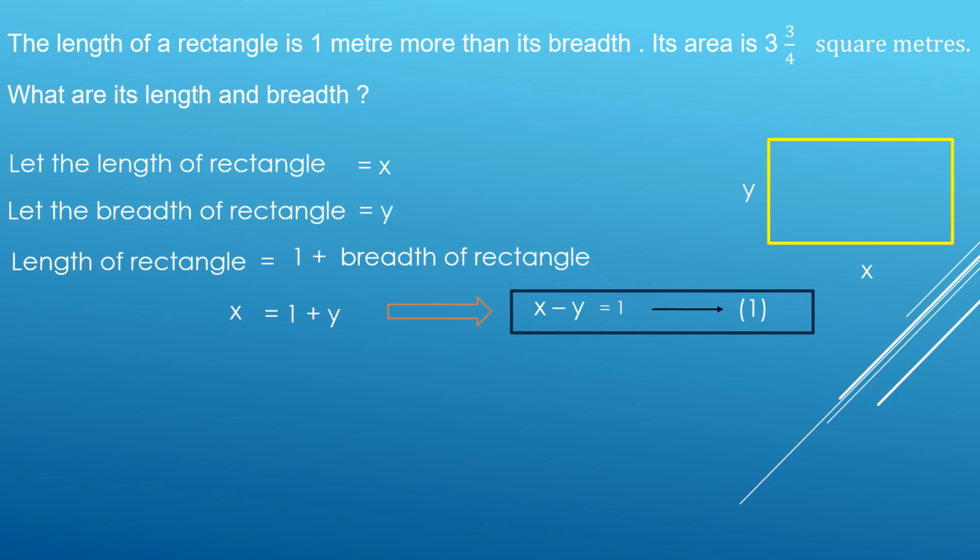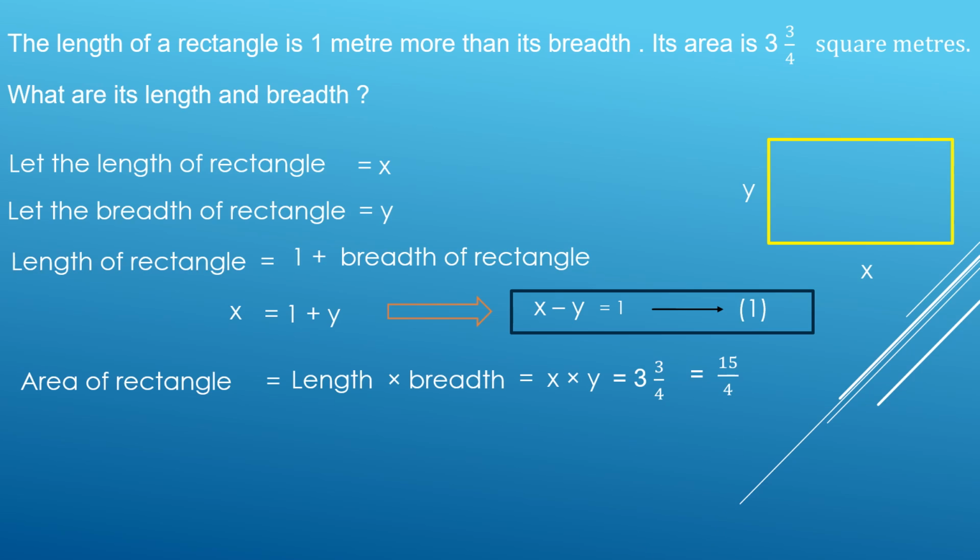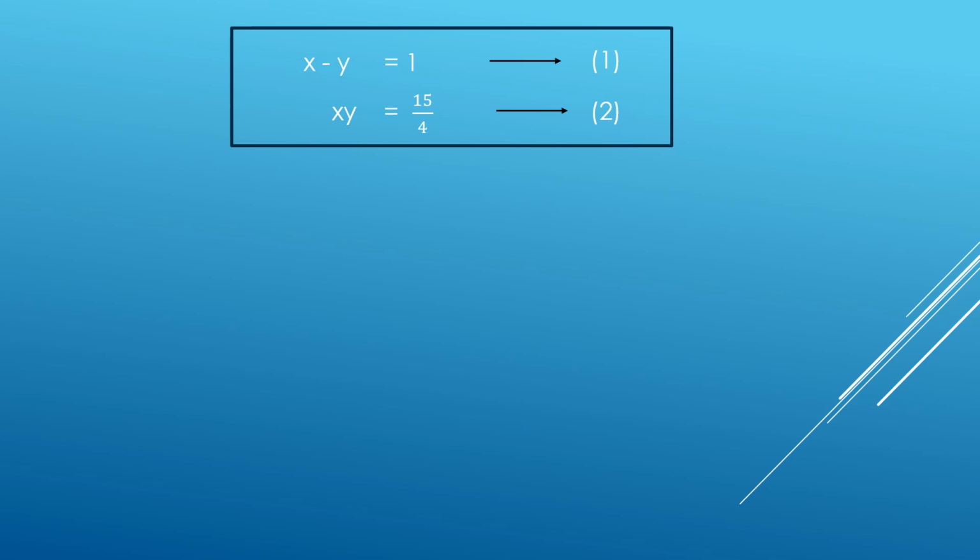Now look at the second statement. Its area is 3 3/4 square meters. So the area of the rectangle equal to? Correct. What is the formula? Length into breadth, that is x into y, which is equal to 3 3/4. Okay. So we got xy equal to 3 3/4, and 3 3/4 is 15/4, isn't it? So we have xy equal to 15/4 and we call this equation number 2.